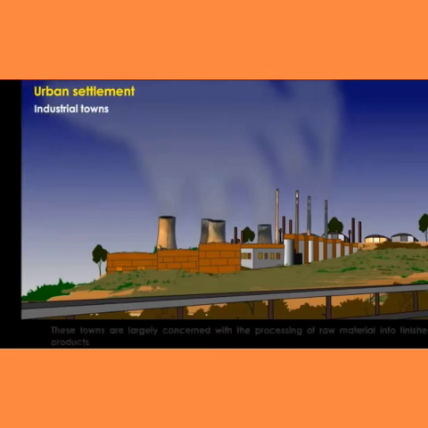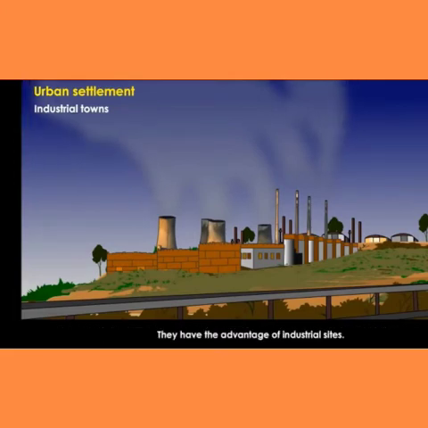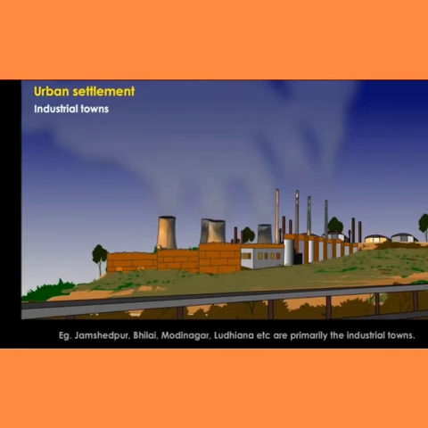Industrial towns. These towns are largely concerned with the processing of raw material into finished products. They have the advantage of industrial sites. Example, Jamshedpur, Bhilai, Modinagar, Ludhiana, etc. are primarily industrial towns.